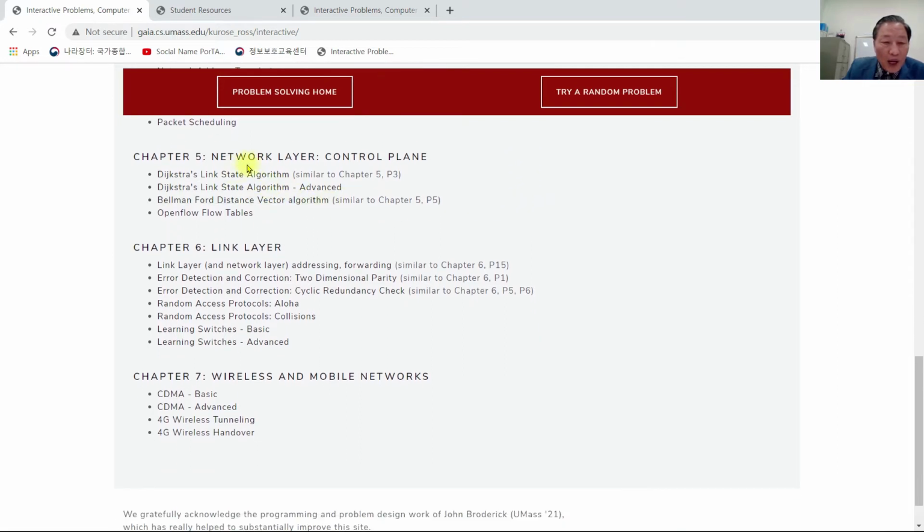And about chapter 5, we are learning chapter 5. This chapter 5 is about the network layer, especially the control plane. And here, you don't need to worry about that. All of them are just for reference, and I will not ask in the quiz or final exam. Just for reference, you can refer to them.